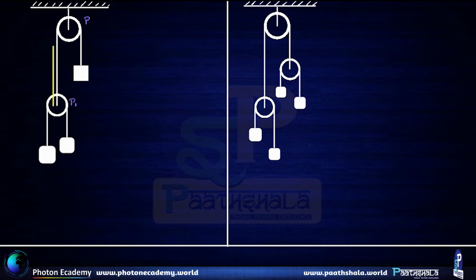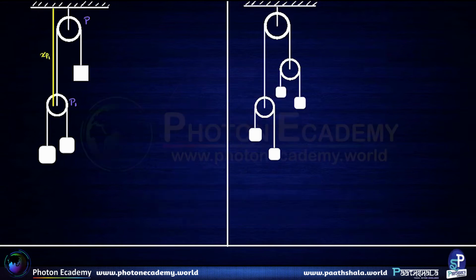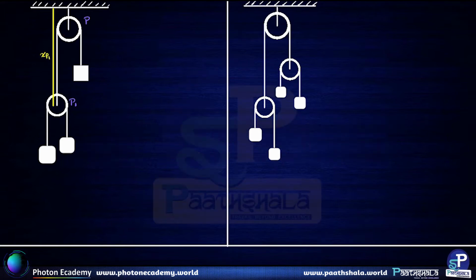The distance of the center of this pulley from the rigid support happens to be xp1. So this distance is xp1. So this distance will correspond to the variation of the length of this particular string. Let me label the masses. So this is mass m1, this is mass m2, and this is mass m3.